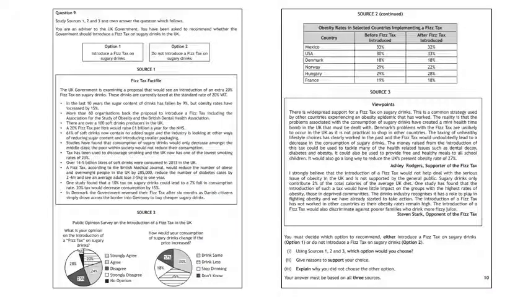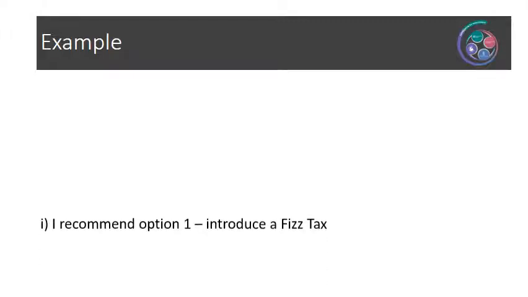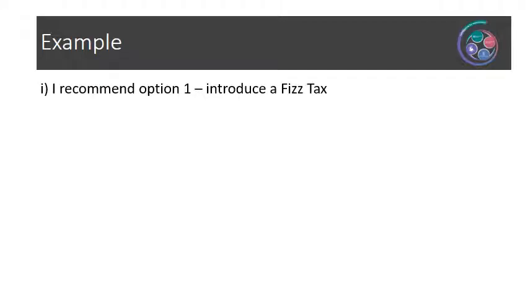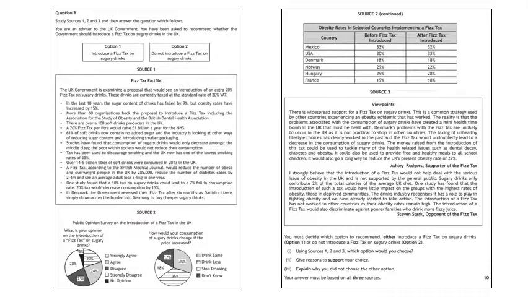Again, here's a little look at what the question looks like when we take a step back. And for example purposes, again, we would choose option 1. Remember, always start by writing or stating which option you've chosen. So remember, in this case, we're looking to choose option 1 to introduce a fizz tax. We then want to go into the source to try to find 2 pieces of information which will help us.